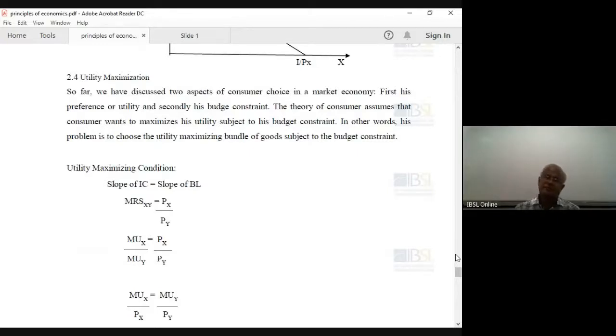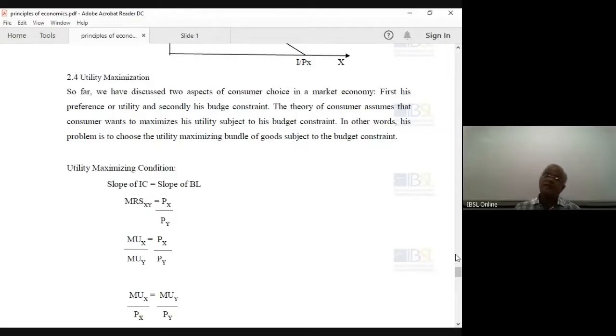Underline that. I want you to underline because this is one of the questions in the September 2018 or 19 paper. What is the consumer's problem in the market economy? This is the answer: the consumer's problem is to choose the utility maximizing bundle subject to budget, or how to maximize utility subject to budget. There are various versions, but this is the question.